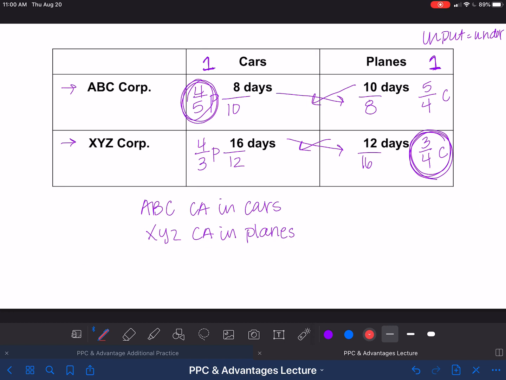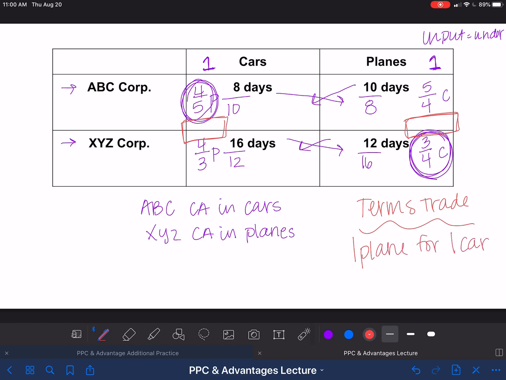So let's look at this one. We would find a number in the middle. That would be our terms of trade. And this one happens to be pretty easy because 1 falls in the middle of both. So the terms of trade for A, B, C, and X, Y, Z would actually be 1 for 1. So 1 plane for 1 car. That would be an acceptable terms of trade for A, B, C, and X, Y, Z.